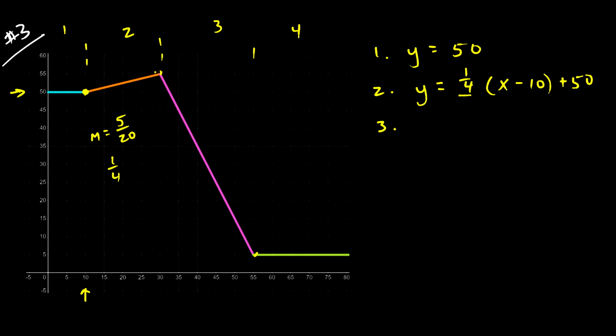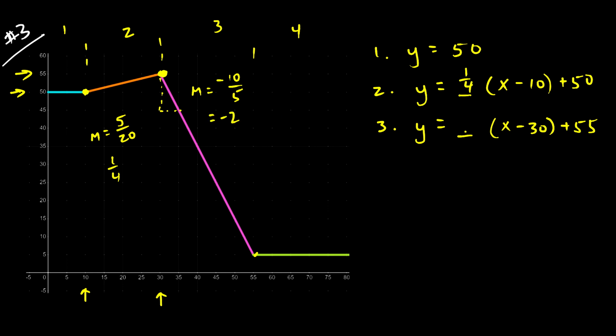Our third piece, I'm going to pick up at this point right here, which is at 30 with a y value of 55. Now I could use any point on these lines when I do this, but I like to use my connecting points. So we're going to have y equals whatever that slope is, x minus 30 plus the 55. Now our slope, remember it's rise over run, so I'm going to go down first. So we're going to go down 10, right 5. So we went down 10, right 5, which makes sense. It's negative. It's negative 2. So we have negative 2 right there.